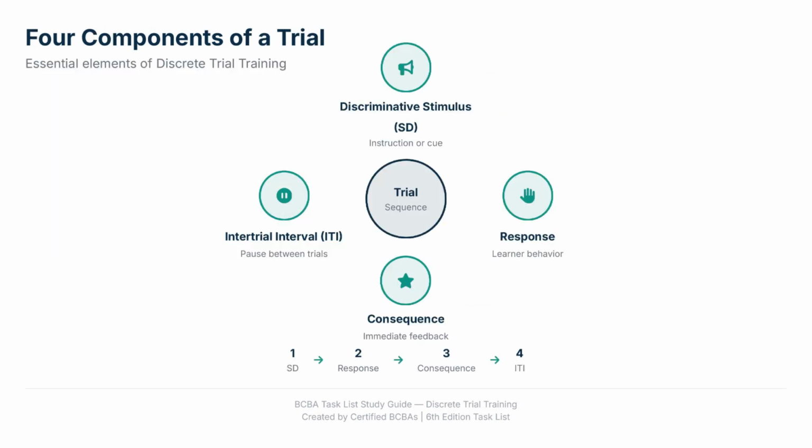A single DTT trial consists of 4 essential components. First is the discriminative stimulus, or SD, which is the instruction or cue. Second is the learner's response. Third is the consequence, which provides feedback. And fourth is the intertrial interval, or ITI, which is the brief pause before the next trial. The exam often tests whether you can correctly identify and order these 4 components, so it's important to see them as a complete and repeated sequence.